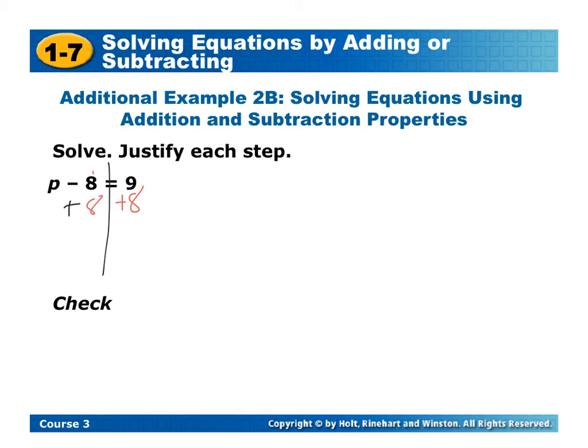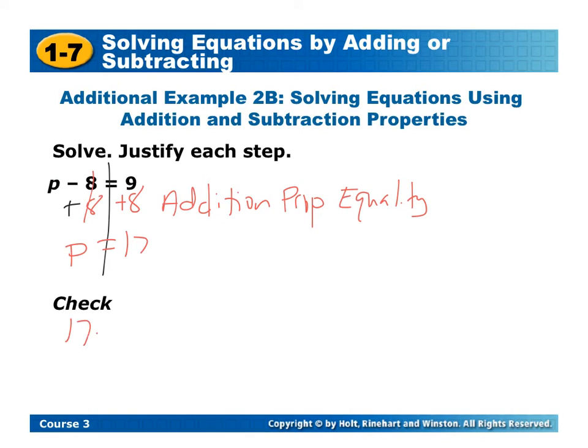Right? These will cancel out. Now p is going to equal 17, and this would be the addition property of equality. And once again, we can check that. I'm going to put 17 in for p. 17 minus 8 is 9. 9 is equal to 9, so it checks.